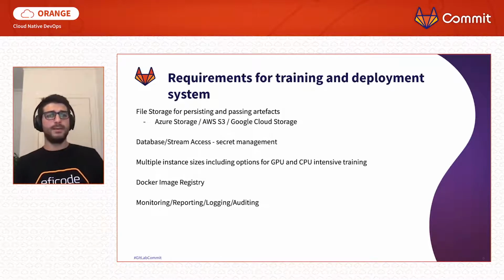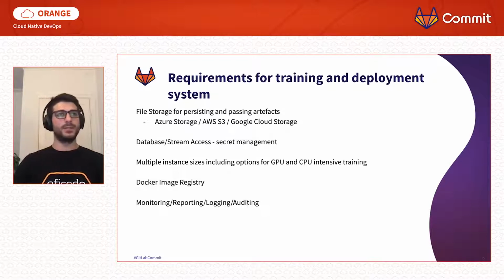We need a good range of VM sizes for different tasks. We knew we wanted to be able to do both CPU and GPU based training, and we weren't sure of what instance sizes would be best. Therefore, we needed it to be pretty easy to experiment with different sizes of virtual machines, and especially in the initial stages.